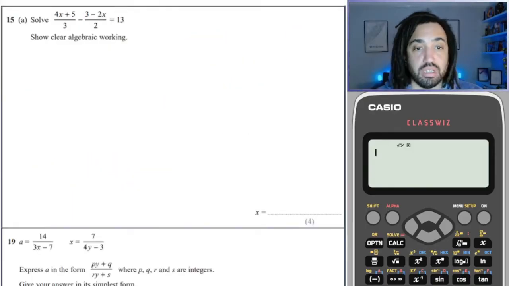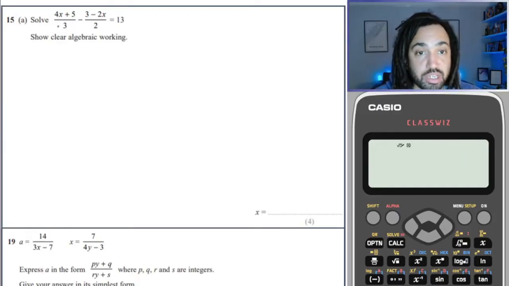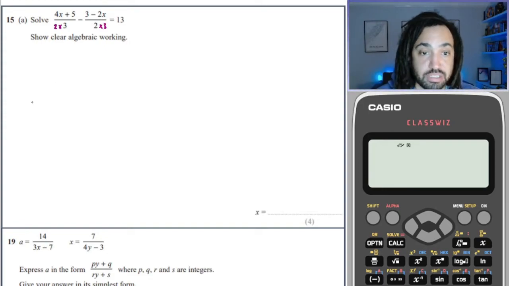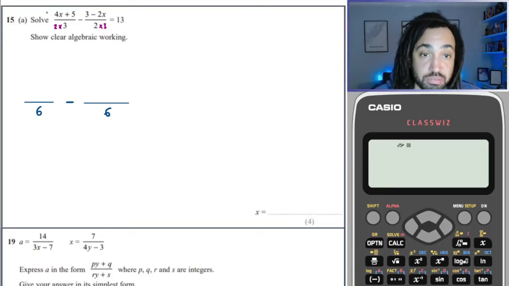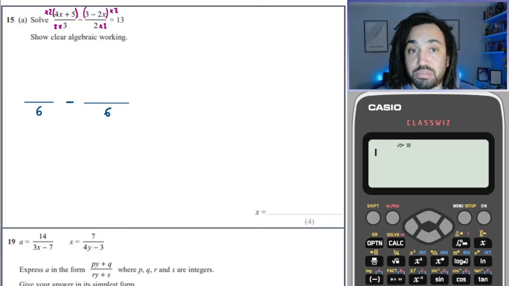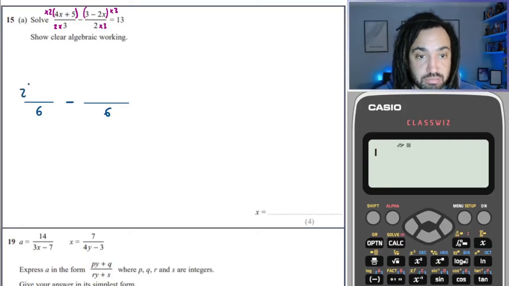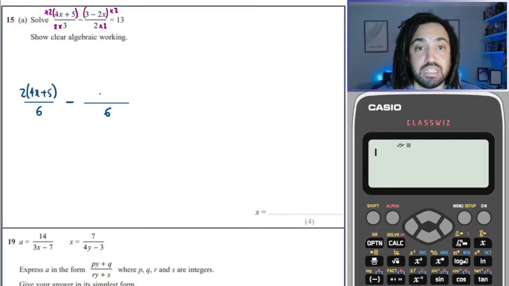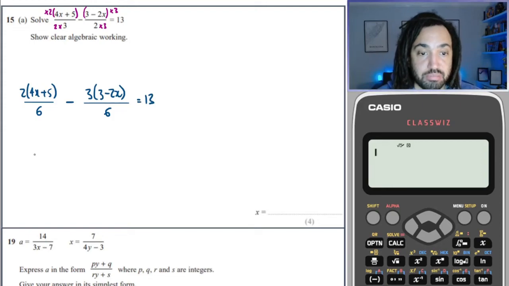Perfect. Okay, another question where we need to find the common denominator. So we're going to multiply this by 2 and multiply this one by 3 in order to get a common denominator of 6. So I write 6 and then minus and then all over 6. And if I times this one by 2, I've got to times the numerator by 2 as well. And if I times this one by 3, I've got to times the numerator by 3 as well. So I get 2 times this bracket, which looks like that, and I get 3 times this bracket, which looks like that, and that equals 13.